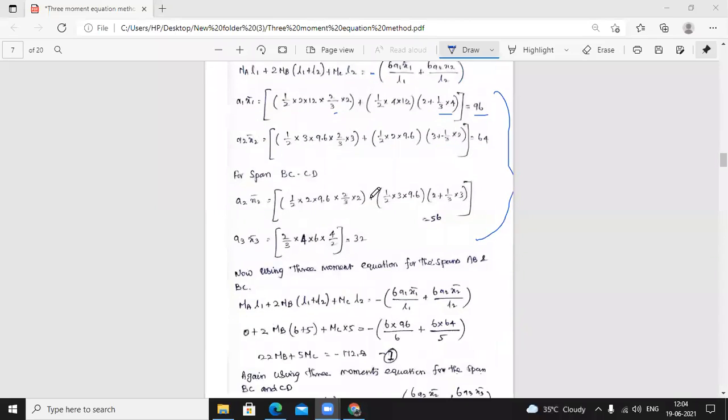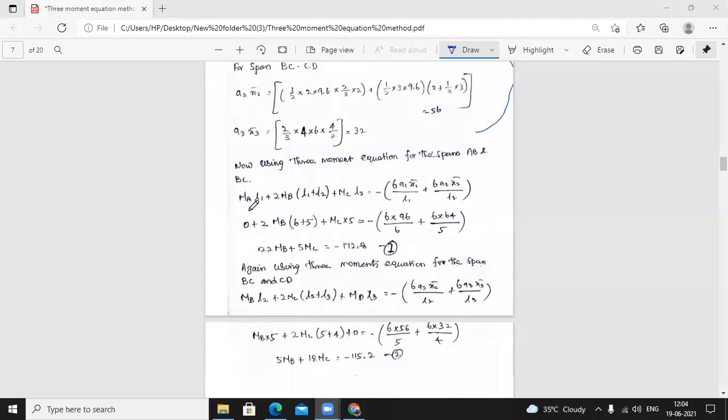So after finding A1 X1 bar, A2 X2 bar, A3 X3 bar, now we have to substitute in the first equation. Write the first equation: MA L1 plus 2MB (L1 plus L2) plus MC L2 equal to minus 6A1 X1 bar divided by L1 plus A2 X2 bar divided by L2.